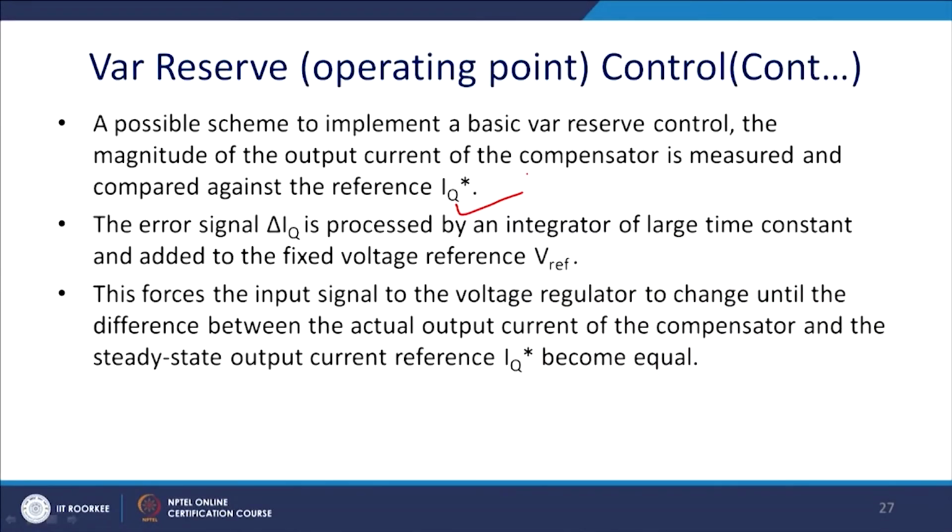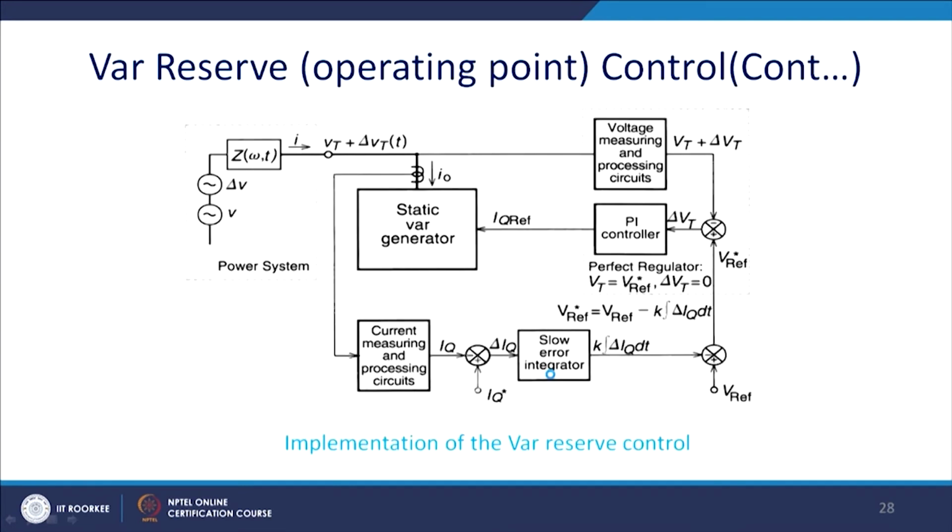A possible scheme to implement the basic VAR control: the magnitude of the output current of the compensator is measured and compared against the reference IQ. The error signal VQ is then processed by an integrator of a large time constant and added to the fixed value of the voltage difference. What happens then? This forces the input signal of the voltage to regulate the change until the difference between the actual output current of the compensator and the steady state output current reference becomes equal. So, this is a way to achieve it.